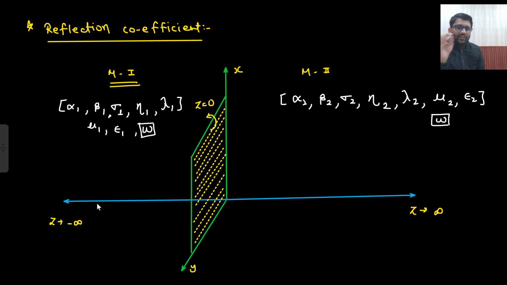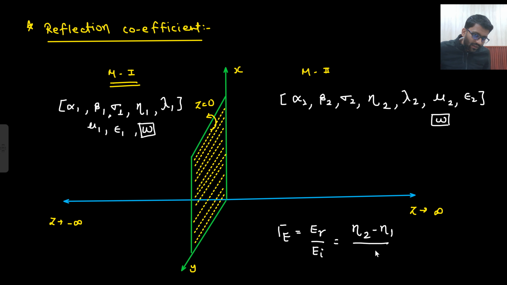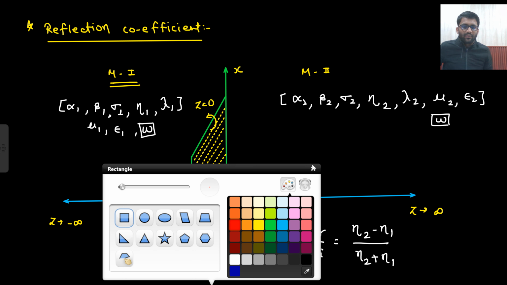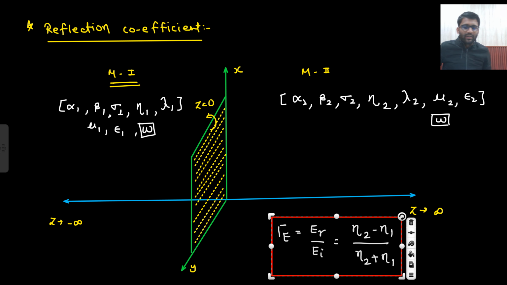Now what do you mean by reflection coefficient? From here the wave is coming. If the wave is coming from here, now if there is a change of medium, some wave will be transmitted and some wave will be reflected back. So the reflected wave divided by the incident wave is your reflection coefficient. Reflection coefficient for electric field: the magnitude of reflected electric field divided by the magnitude of incident electric field. And what was the formula? That is important. Eta 2 minus eta 1 divided by eta 2 plus eta 1. Right? This we have already studied.